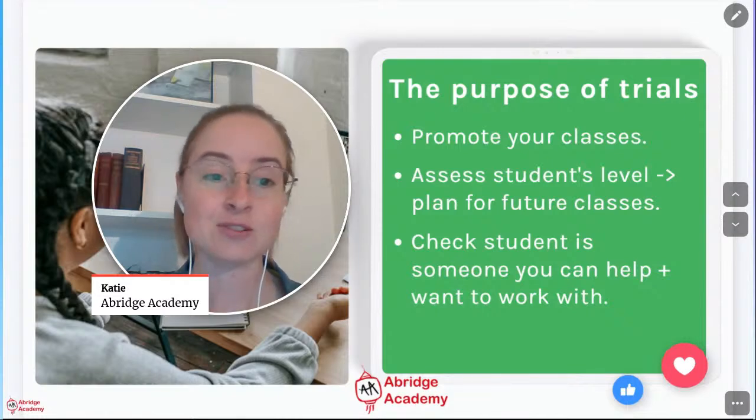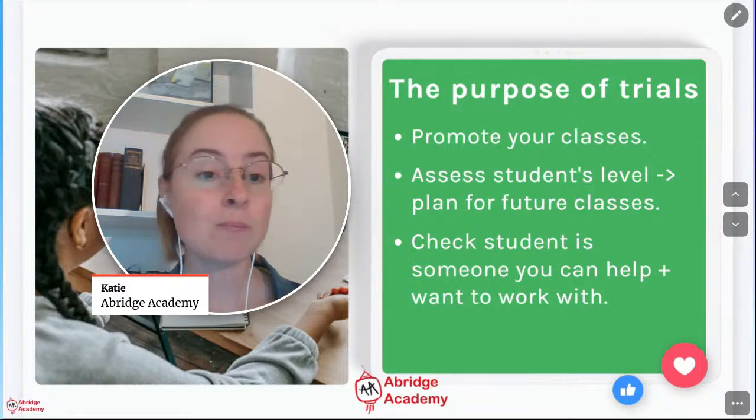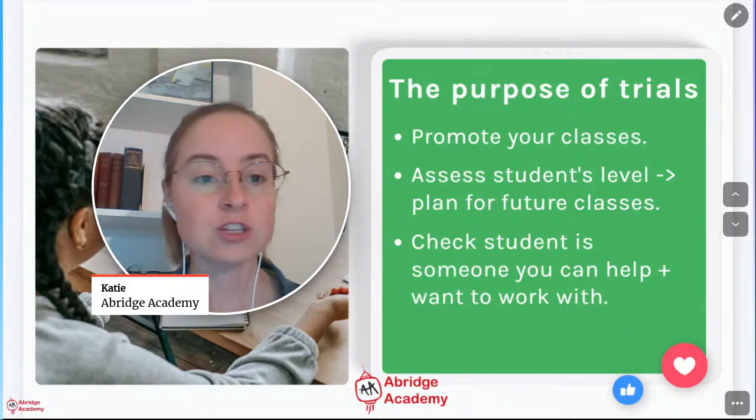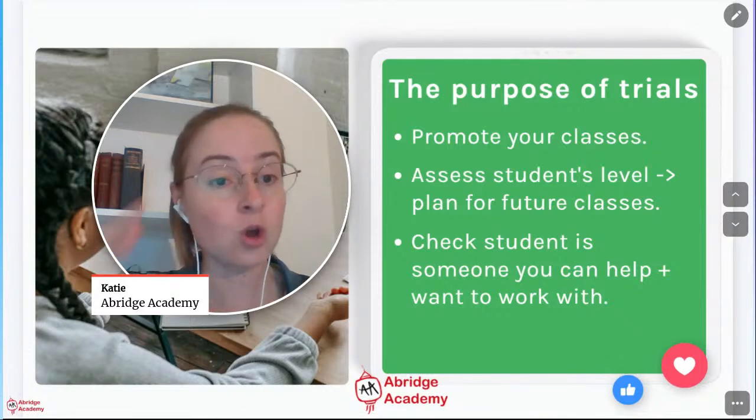You need to start thinking sales. Another thing that's really important to do in trial classes is to assess your students' level and put together a plan for your future classes. So even if you're doing paid trial classes, so you've already had to kind of sell before the trial class itself, you're still going to have this first session with a student where you're putting together your plan for longer term classes.